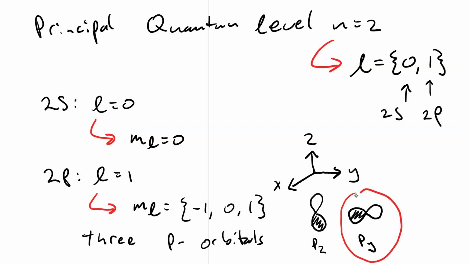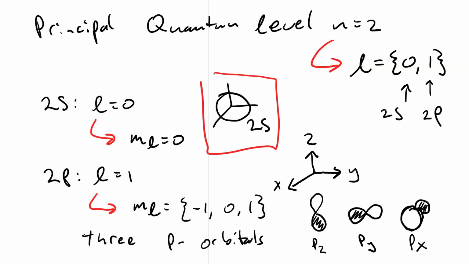Here's a py orbital. Just like the pz orbital, but rotated 90 degrees. And here's a px orbital. Forgive my terrible perspective drawing. Coming out at you. Electron density along the x-axis. 2 lobes. Just like the py orbital, but rotated 90 degrees.